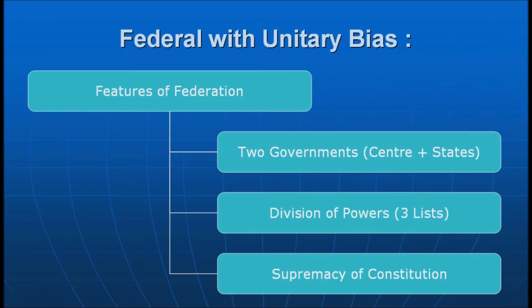In the 7th schedule of the Indian Constitution, we have three separate lists. The first is the union list, in which the union government is empowered to make laws. The second is the state list, in which the state government is empowered to make laws. And the third is the concurrent list, in which both the union and state governments can make laws. So there is a division of powers between the union and the state governments. Third is the supremacy of the constitution.